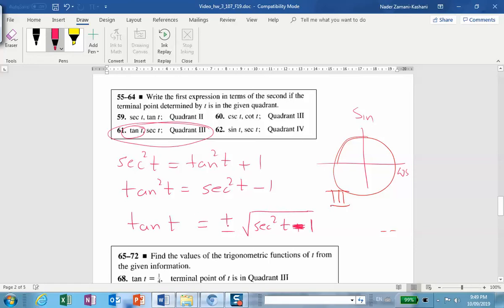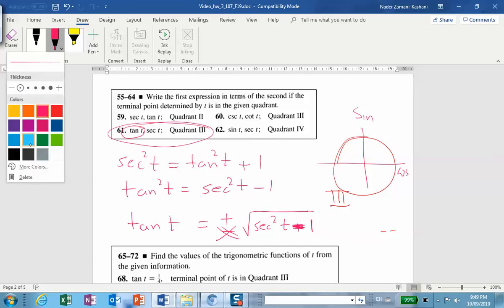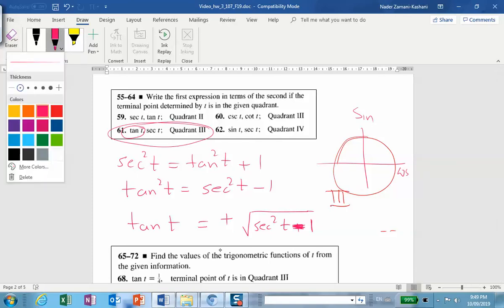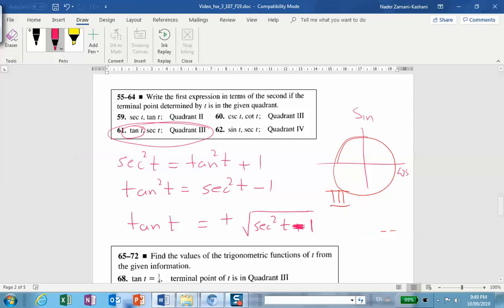Okay, now the question is, which one of these two signs? Remember, you're in quadrant 3. If you're in quadrant 3, tangent is positive because sine and cosine are both negative. When you find the ratio, it's positive. So do not take the negative sign. The correct answer is, let me erase this minus there. There is a minus sign there, but it's no good for us because we are told that you are in quadrant 3. Okay? Very good. Let's move on to the next problem.